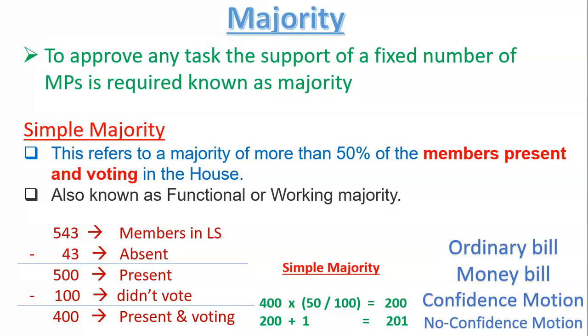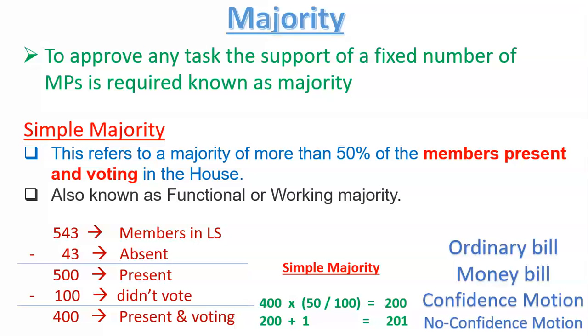Now friends, what is simple majority? Simple majority means more than 50% of the members present and voting. For example, in this example, 400 members were present and voting. So now we will calculate the 50% of 400. So what is the 50% of 400? How to calculate the 50%? 400 multiplied by 50 divided by 100. So when you do the calculation, the number will come 200.